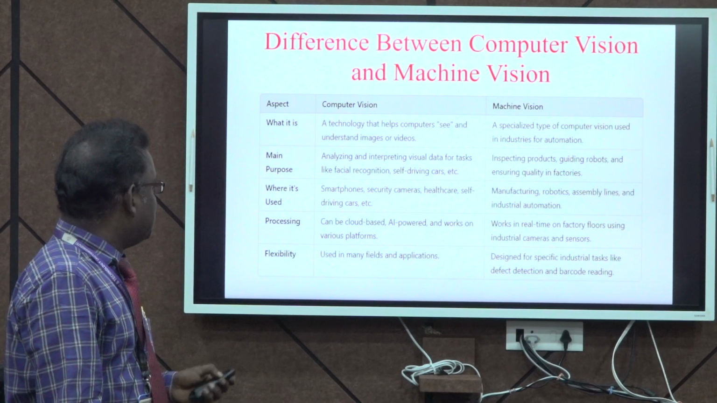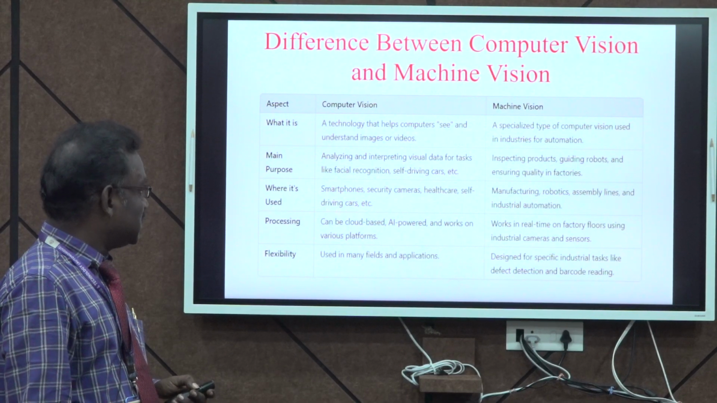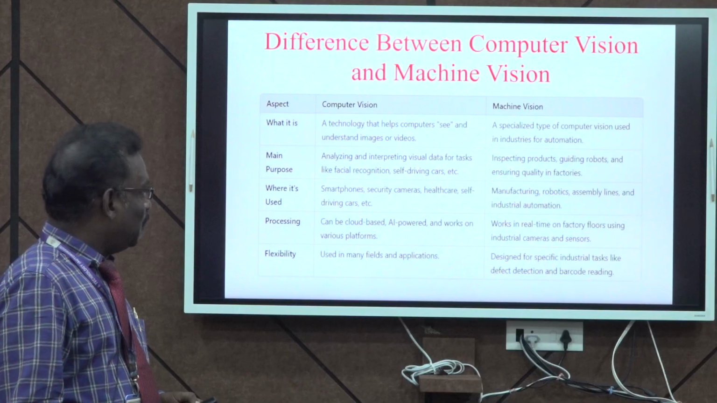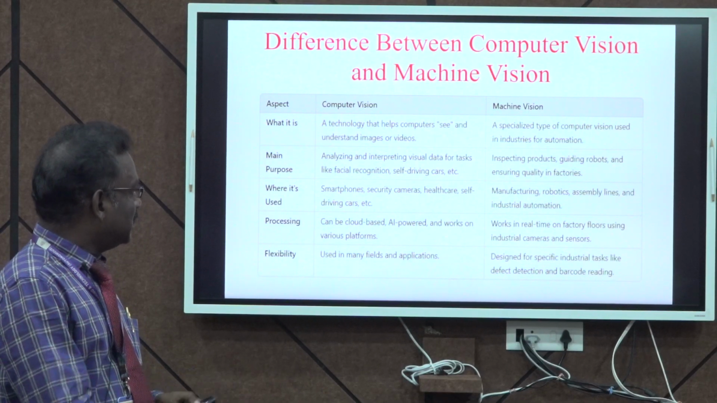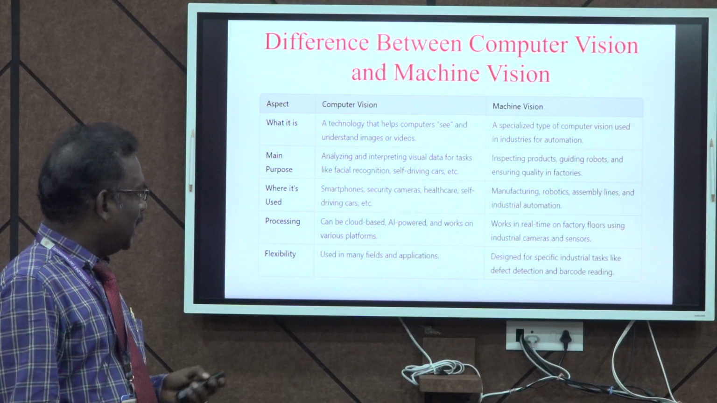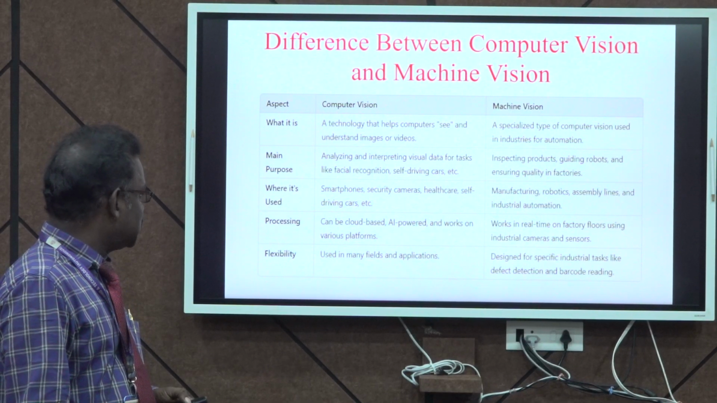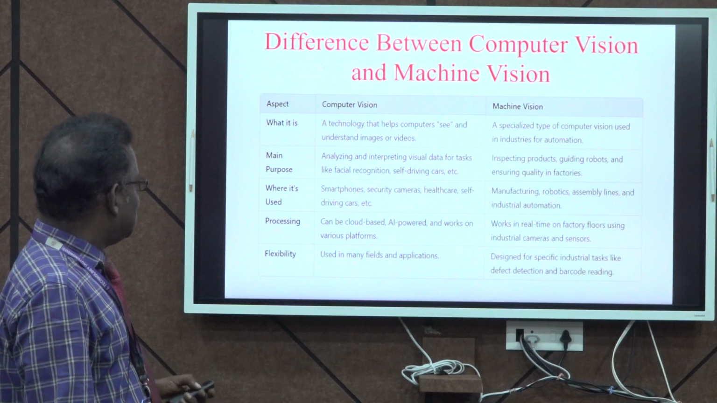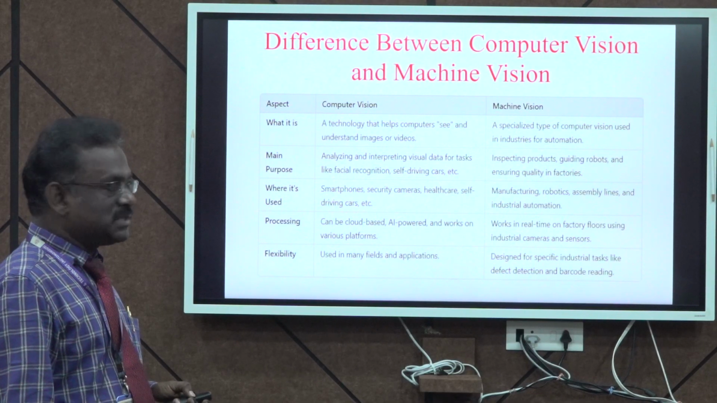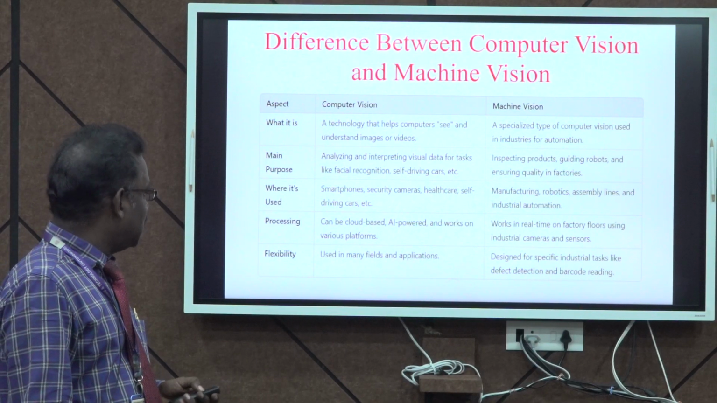The main purpose of computer vision is to analyze and interpret visual data for tasks like facial recognition, self-driving cars, etc. That means the application of computer vision is widespread, whereas the application of machine vision is limited to industries for the purpose of inspecting products, guiding the robot and ensuring quality products in the manufacturing line in any automated industries. And computer vision is used in smartphones, security cameras, healthcare as well as in self-driving cars, whereas machine vision is used in manufacturing industries, robotics, assembly lines and industrial automation.